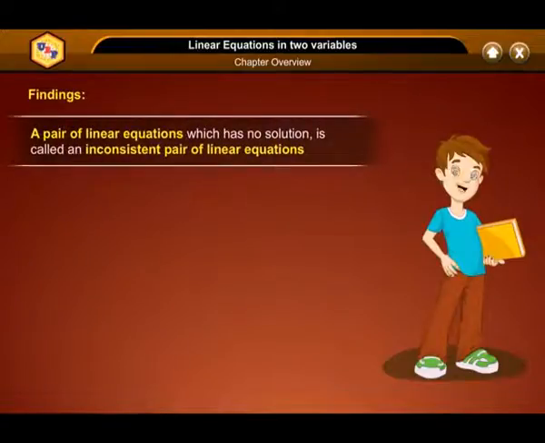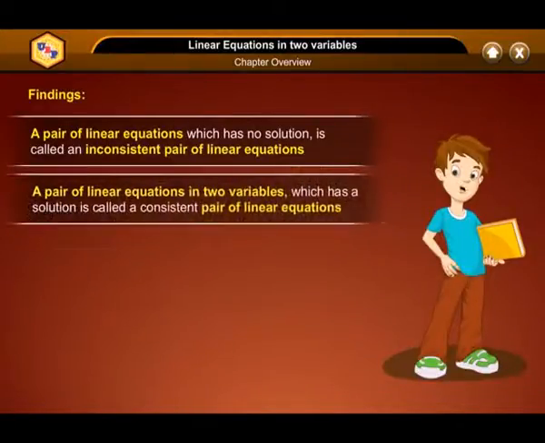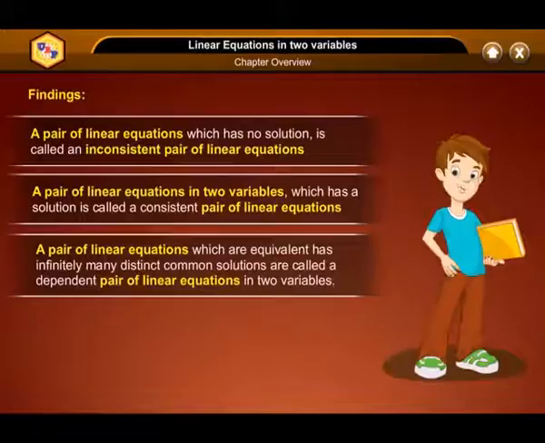A pair of linear equations which has no solution is called an inconsistent pair of linear equations. A pair of linear equations in two variables which has a solution is called a consistent pair of linear equations. A pair of linear equations which are equivalent and have infinitely many distinct common solutions is called a dependent pair of linear equations in two variables.